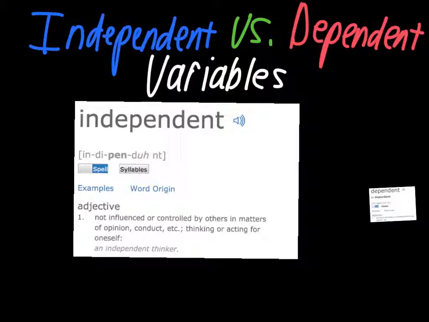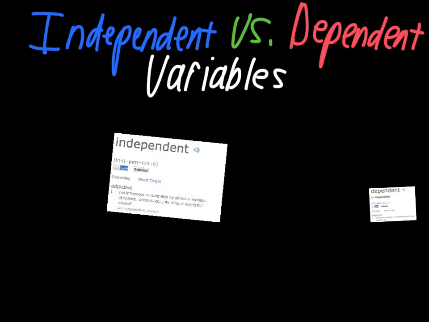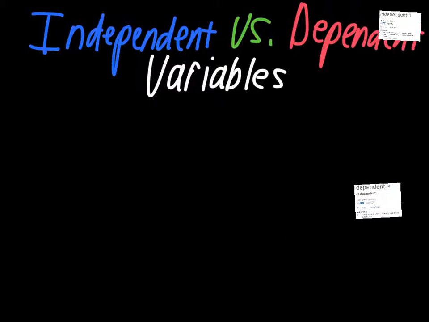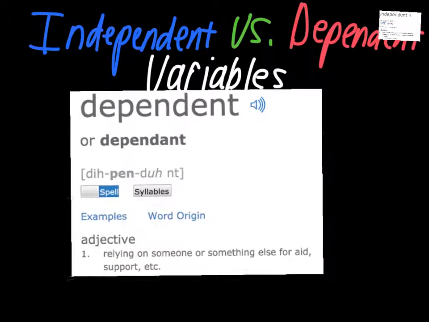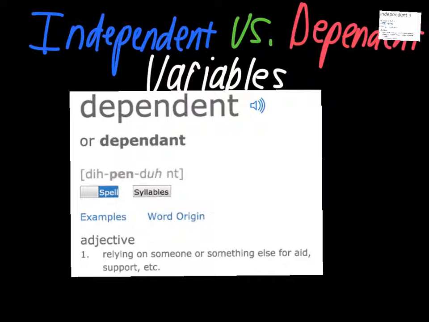We're going to be talking more about the ideas of setting up variables in an experiment, and if the variables are influenced or controlled by others, like by other factors in the experiment. That's the important point of this one for us. So that's what we're taking out of our definition there for that one. As far as dependent goes, it's the opposite of that. It's now relying on someone or something else. So in our experiments, it'll be something else is influencing the dependent variable.